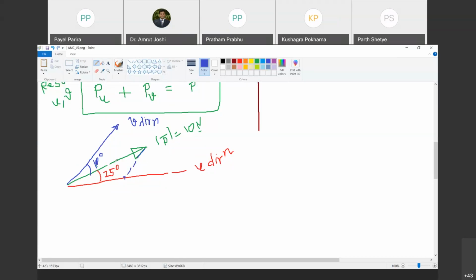Like this. And from this tip itself, I will have to draw a vector parallel to U direction. I am very bad at drawing sketches, but I hope you understand this. Are you with me? Yes, sir. I am going to call this component PU bar, and I'm going to call this component PV bar. Do you agree with me? Yes, sir.